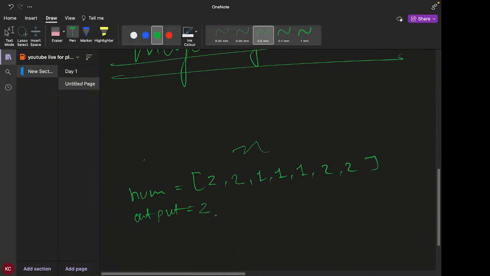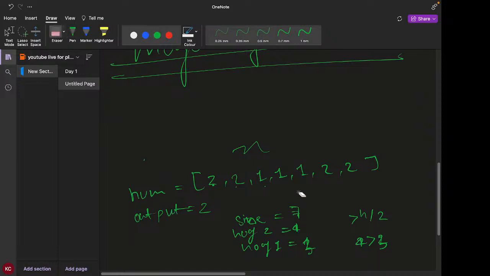The number of 2s is 1 2 3 4, so the count of 2 is equal to 4, and the size of nums is 1 2 3 4 5 6 7. The number of 1s is equal to 3. The element must appear more than n by 2 times, which means greater than 3, and the count 4 is the one that is greater than 3.